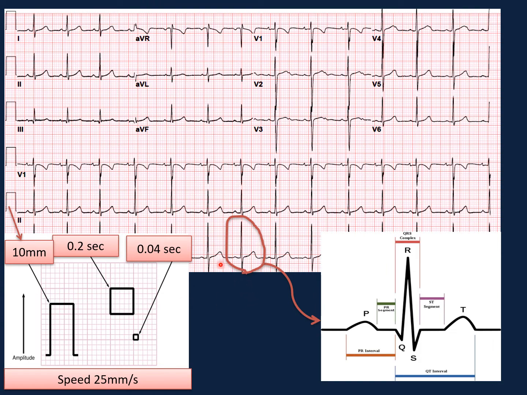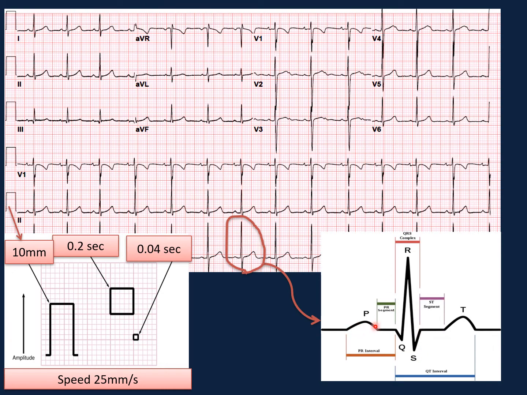If we take one cardiac cycle from here and we look at it, we have waves, segments, complexes and intervals. Wave means deflection. If the deflection is above the baseline it is positive, if it's below the baseline it is negative. Then we have segment, which is a portion of the baseline, and the interval means a wave plus segment, and complex means multiple waves without segments.